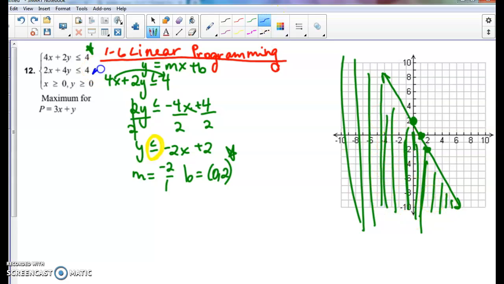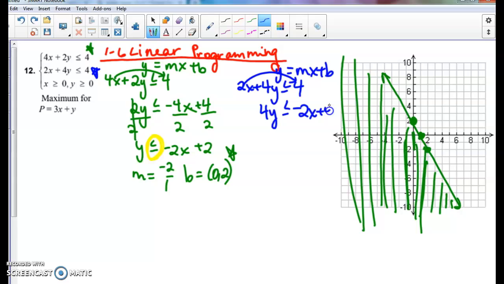Second one here, I'll graph it in blue. So we have 2x plus 4y is less than or equal to 4. Once again, we want to look like our slope intercept form, y equals mx plus b. So we keep our 4y on the left. We drop down less than or equal to. Transpose our positive 2x, make it a negative 2x. Drop down our plus 4. Divide everybody here by 4.